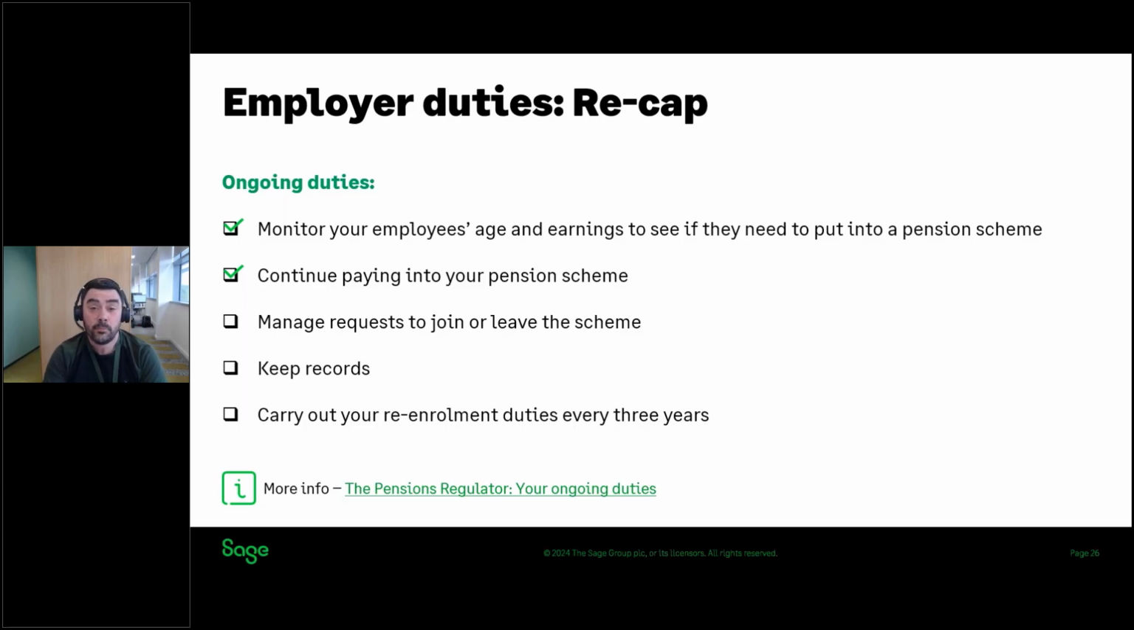You'll be able to run that report to show the pension payments due to your provider, as well as send the pension information to your provider using one of those methods. You can manage requests to join or leave the scheme using the opt-in and opt-out options in the pension assessment. Pensions module's all about keeping records, so you'll have a full audit trail of any communications you've sent, as well as the pension status history recorded in the employee records.